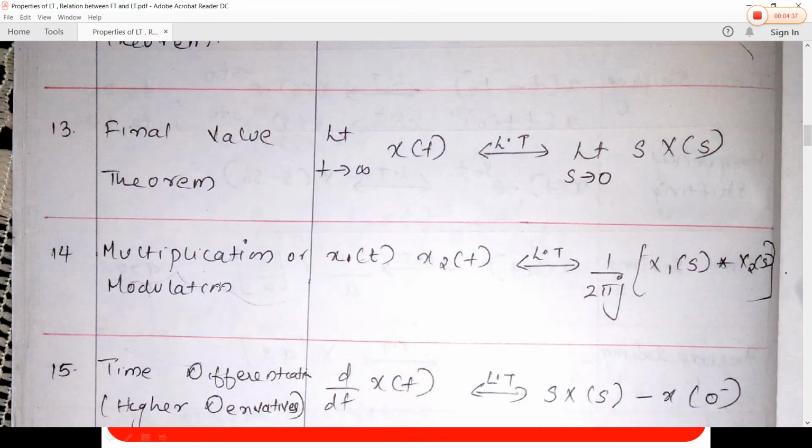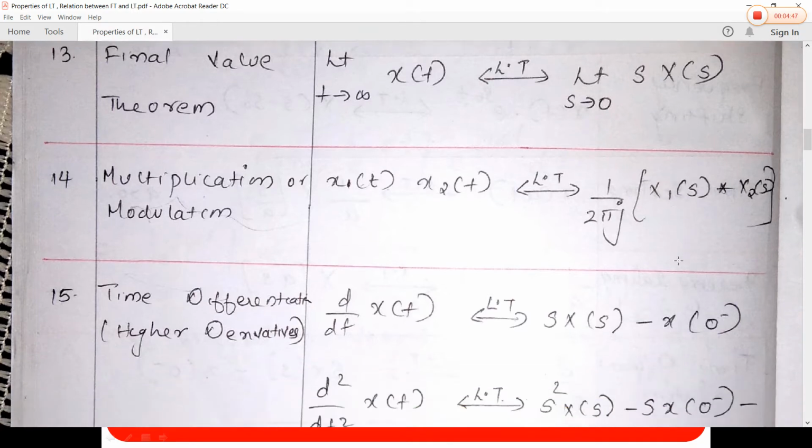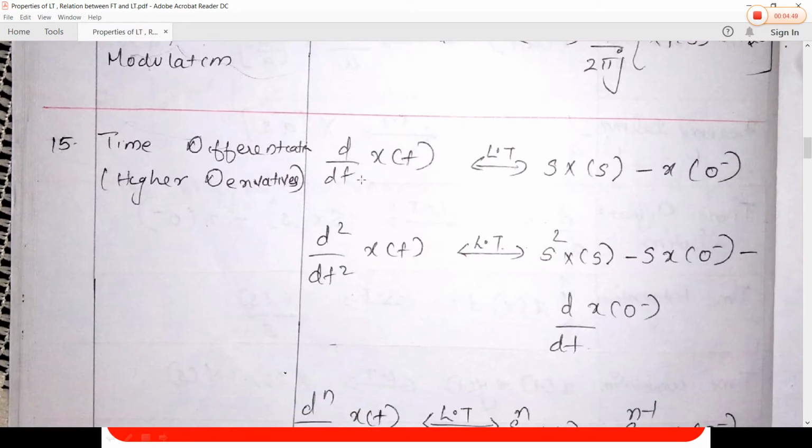The multiplication or modulation property is given as follows: suppose x1 of t and x2 of t are two signals. On multiplying them in the time domain, it is equivalent to performing convolution in the frequency domain. And these are the special cases of the time differentiation property, which we have already dealt with.